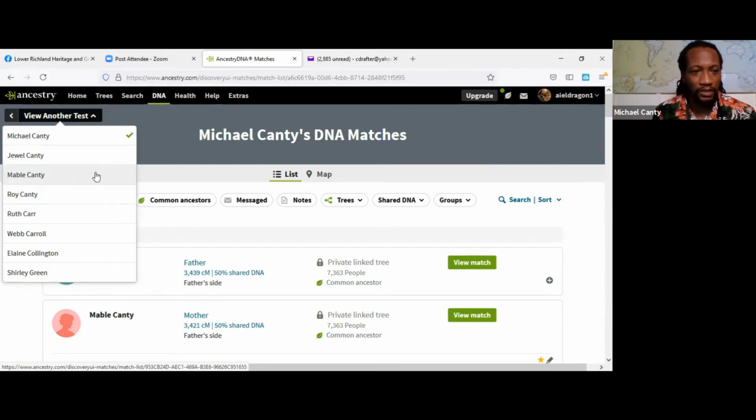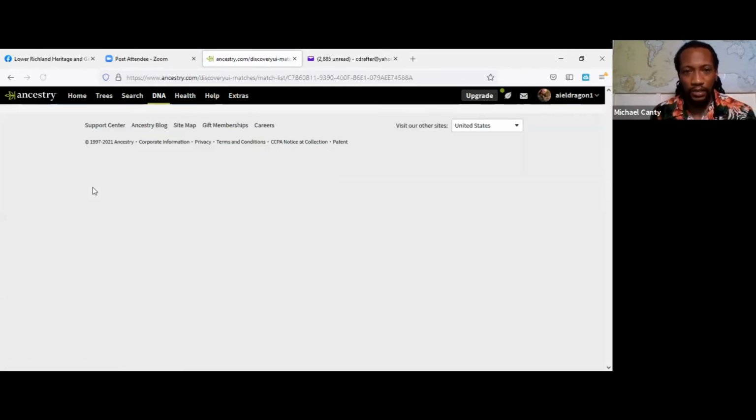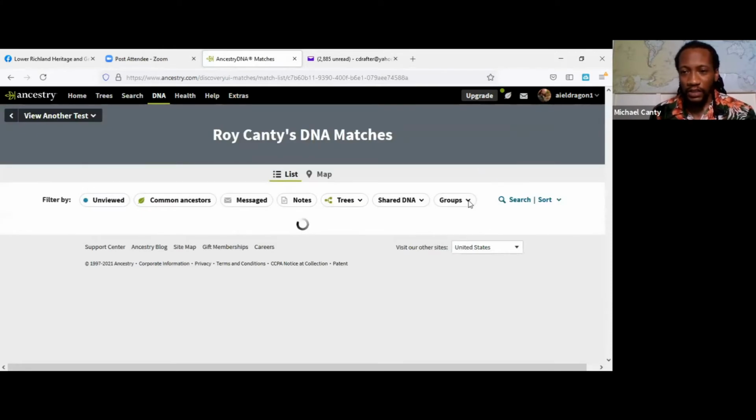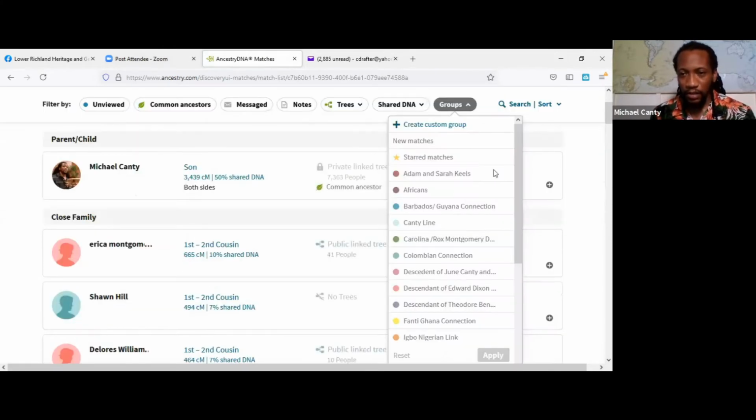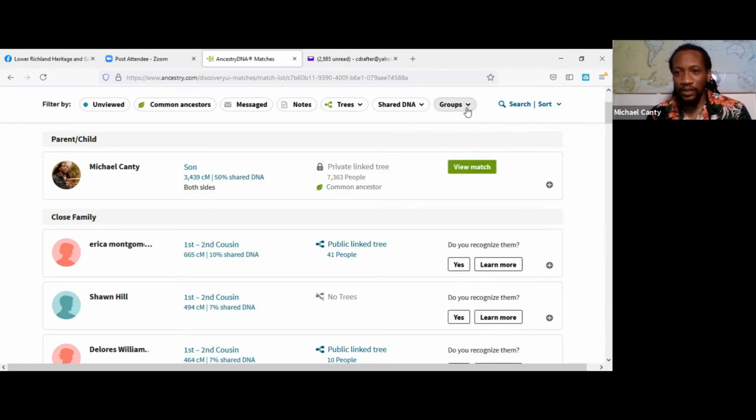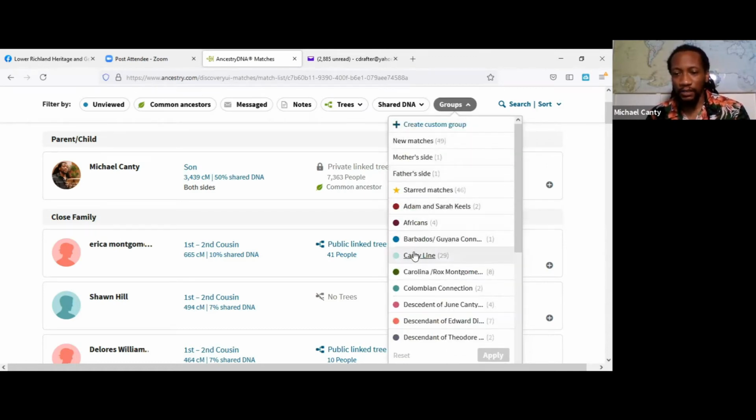But for instance, we'll go Roy Canty. This is the groups button here. You can create these little groups, and you name them whatever you want to name them, just whatever you get a hunch something might be. So you see I have Igbo, Nigerian link, Barbados, Guyana link, connection, Canty line. And this helps me when I'm doing my searches. So I can just say, I just want to look at people on the Canty line who I've already highlighted in the Canty line. And then I'll hit apply.